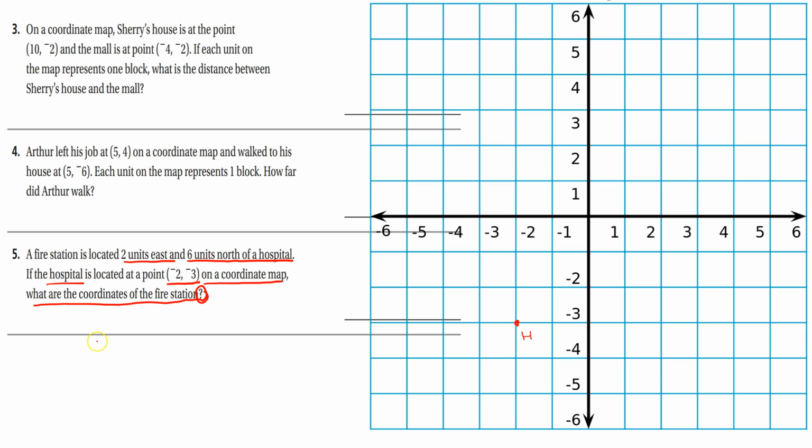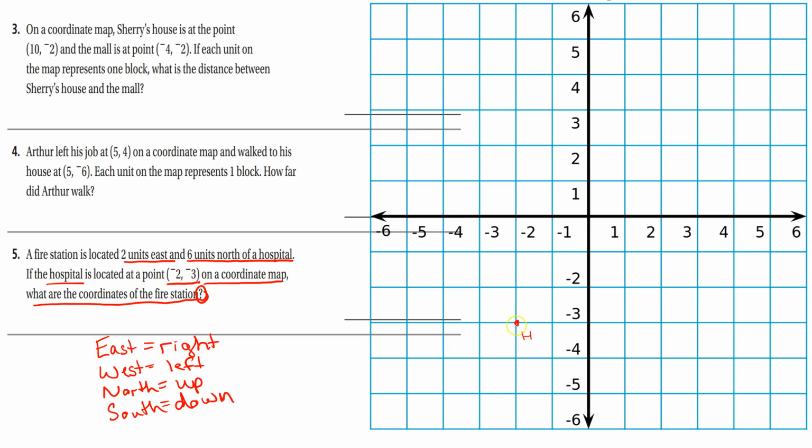Okay, east means go to the right. West then means go to the left. Okay, north means go up, and south means go down on the coordinate plane. Okay, so when you see those directions, those are what they mean.